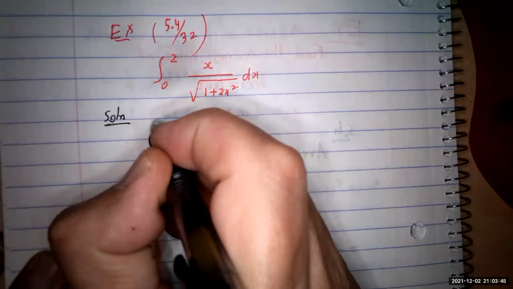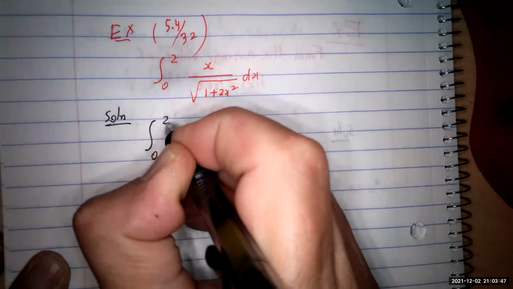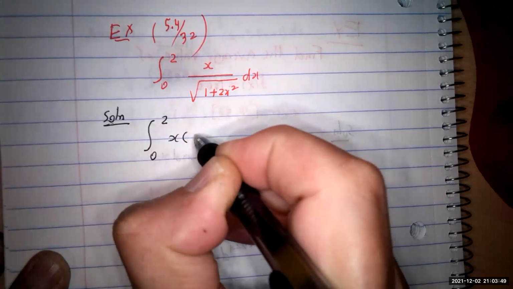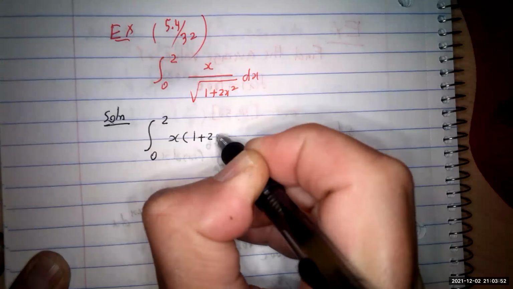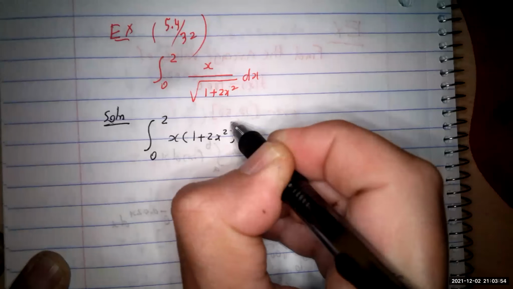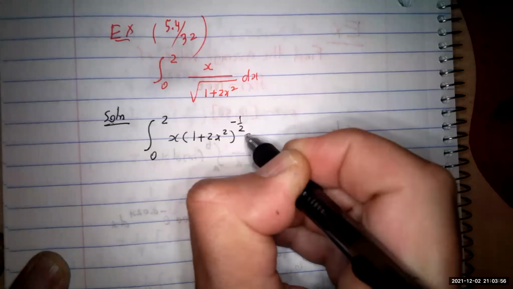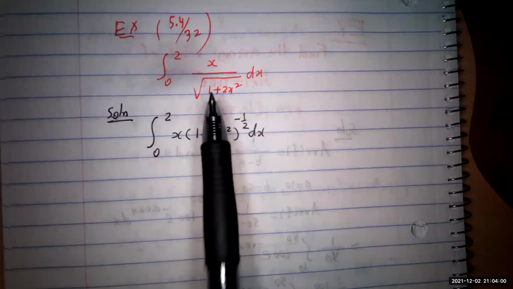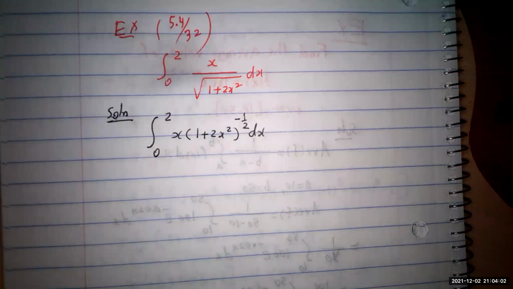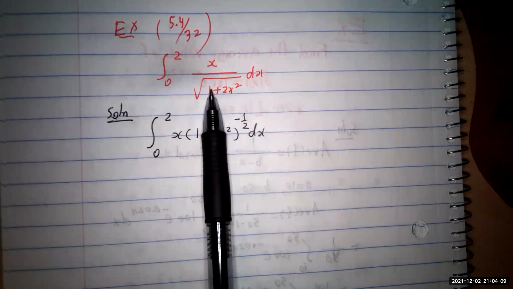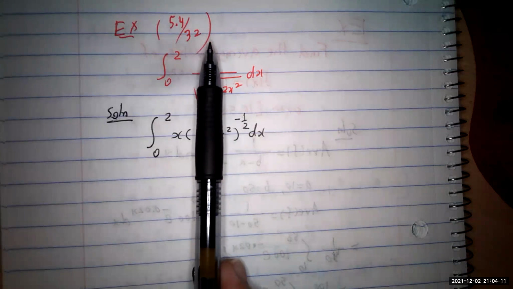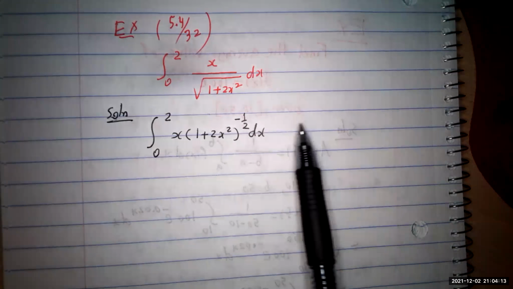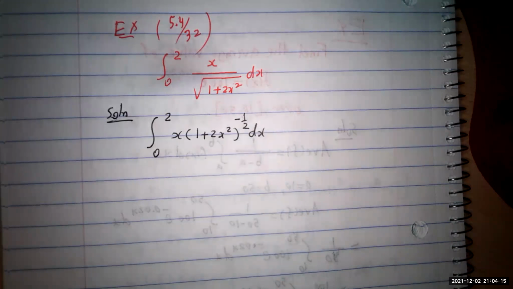So we have to check this one, integral from 0 to 2 of x times (1 plus 2x squared) to the negative half dx. Any question? So I changed the radical to 1 plus 2x squared to the 1/2. But since it's in the denominator, I have to move it up at the same time. So when I move it up, the exponent would be negative 1/2.